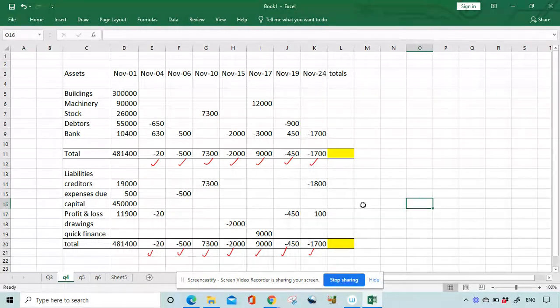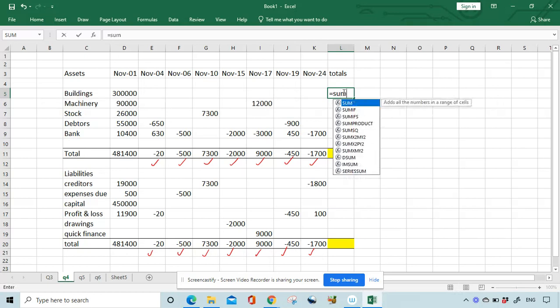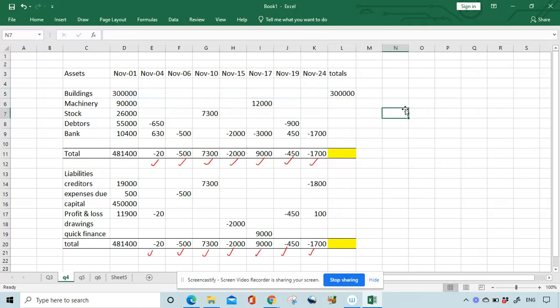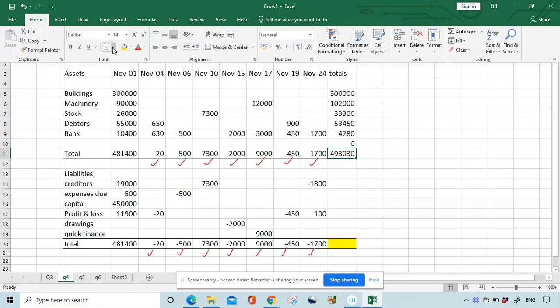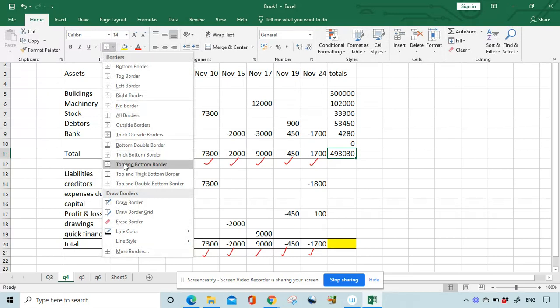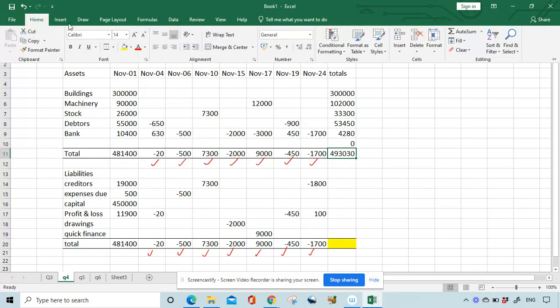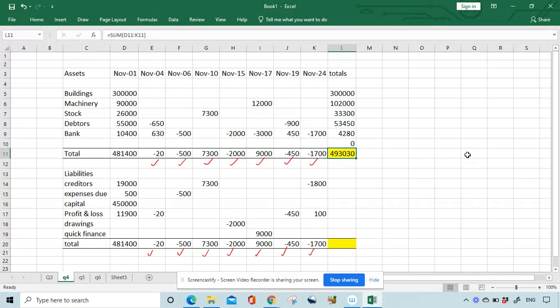So now to finish off the question, what we're looking for are these two things in yellow. We need to add up across the way. So we add up from November 1st to November 24th. And we do that all the way down. And we get 493,030 for our assets figure. I'm going to put it in yellow.